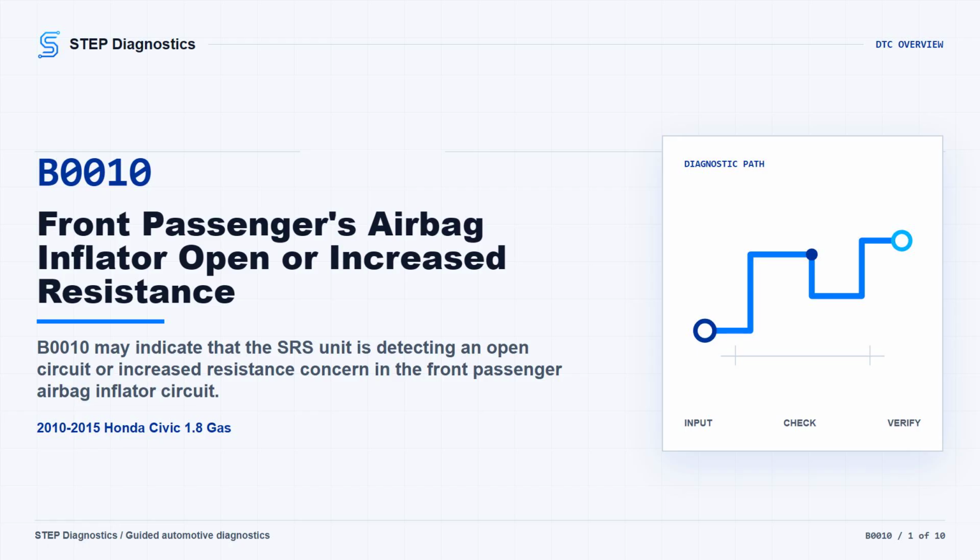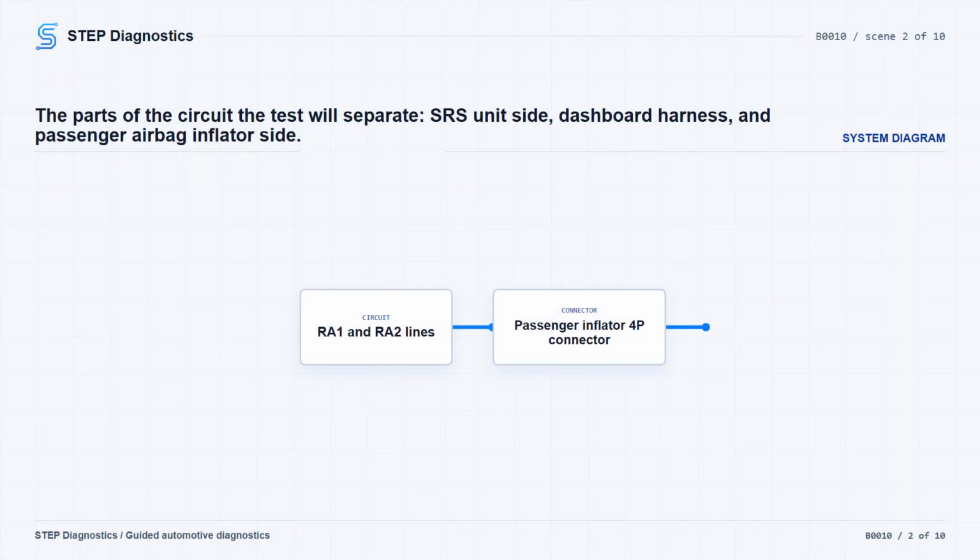active. The broad areas we're thinking about are the passenger airbag inflator, the dashboard harness, the related connectors, the SRS unit connection, and possible SRS unit software concerns.